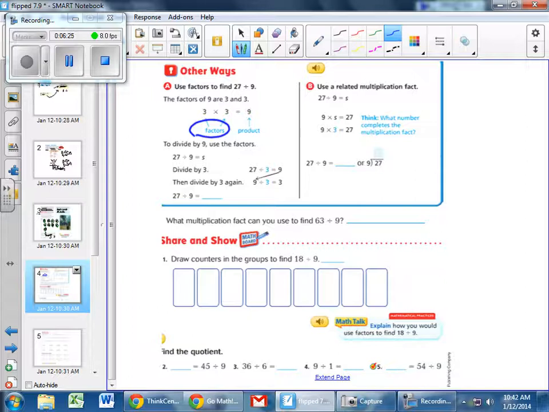Okay? So we did this when we did some other numbers. So 27 divided by 9 equals something. Okay? And they actually used an S. Remember, it doesn't matter what letter or symbol you use, because it's just standing for a missing number. First, you're going to divide by 3. So you have 27 divided by 3 equals 9. And then divide by 3 again, because you have 2 of those 3's to make this factor. So then you have 9 divided by 3, which equals 3. So 27 divided by 9 equals 3.